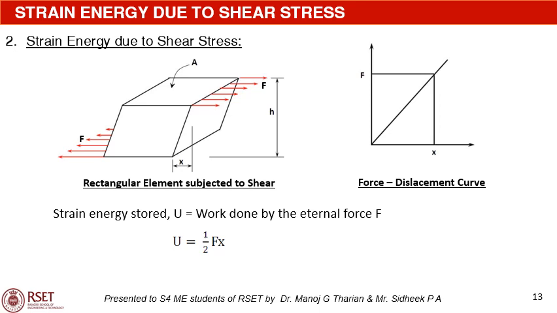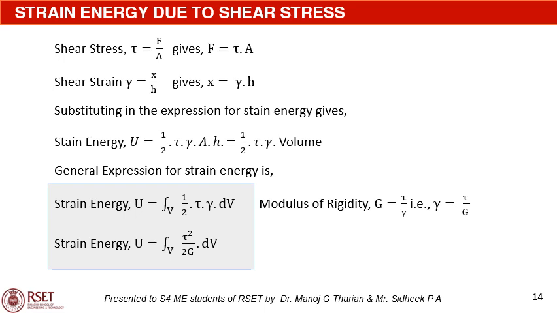As we have already seen, the strain energy stored U is equal to the work done by the external force F, that is U is equal to half F into X. The shear stress tau is given by shear force F divided by the shearing area A, which gives force F is equal to shear stress tau into the area A, and shear strain gamma equal to X divided by H, which gives X is equal to gamma into H. Substituting in the expression for strain energy will give strain energy U is equal to half tau into gamma into A into H.